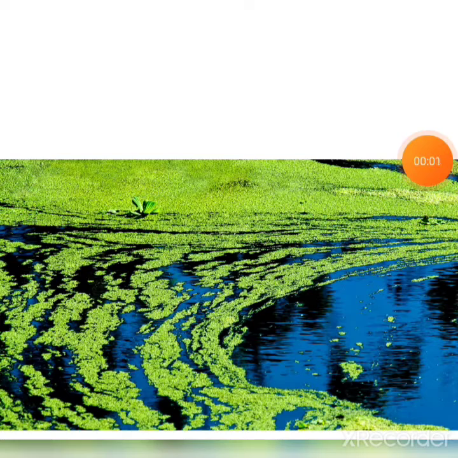Now let's look at another situation. For that, observe the picture. Have you seen this picture? In this picture, you can see sticky green patches in the water. These are generally formed by the growth of organisms called algae. Can you guess why algae are green in color? They contain chlorophyll which gives them the green color. Algae also prepare their own food by photosynthesis.